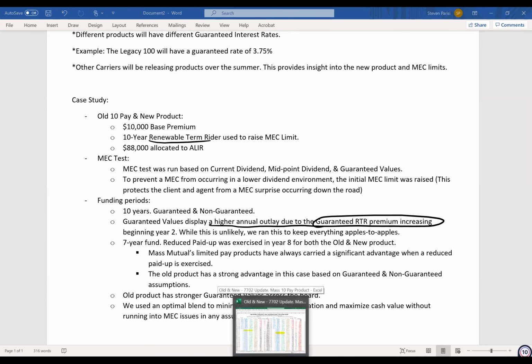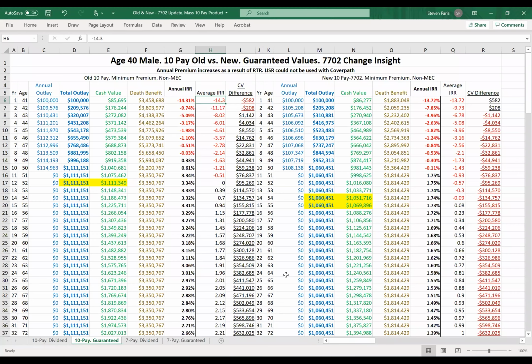And the reason why is based on the guarantees, meaning the company reserves the right to increase the cost of the term rider if they want to. The guaranteed values will display that. So with the old product, we have a larger term rider. So we see a higher out-of-pocket required. Really what we're doing is paying the same base premium and PUA each year, and then just covering the cost of the term out of pocket. You could let the policy pay for it, but again, we wanted to keep the out of pockets the same for the comparable cost of the term rider. The old one has a higher term rider, which is why we see a higher cost there.